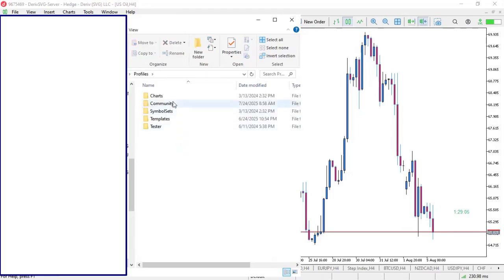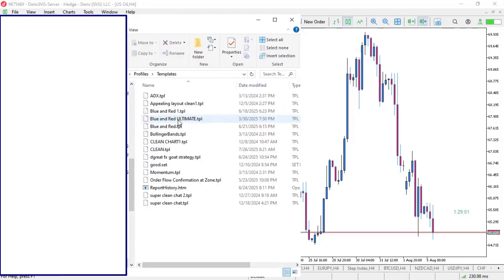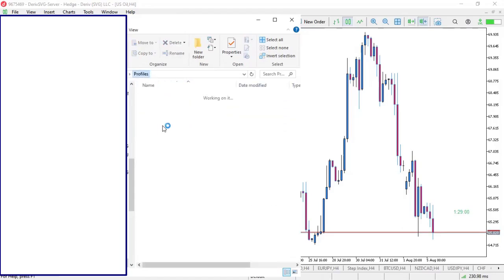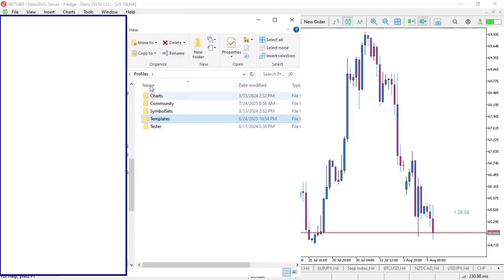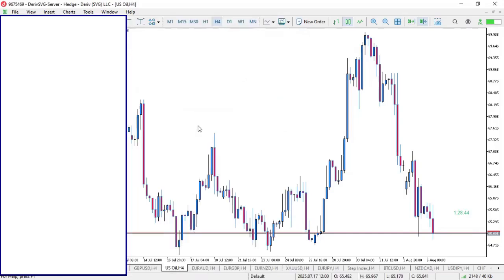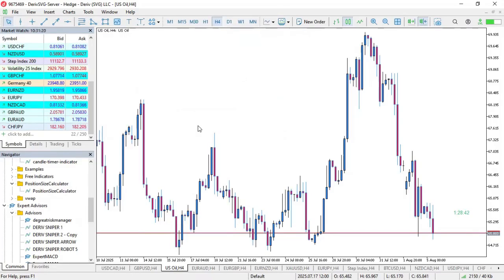So you come to templates. Good. Under profile, you delete the template you have here, and then you paste the template that is in the zip file you downloaded. After doing that, you close. Just close it, close your MT5, open up your MT5 again, and then you will see all of them.